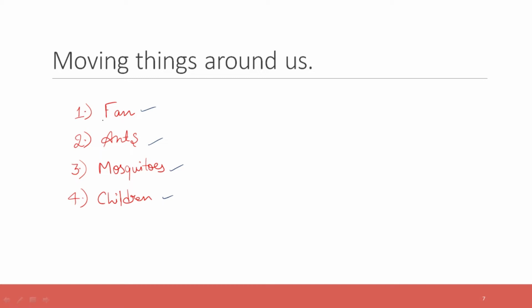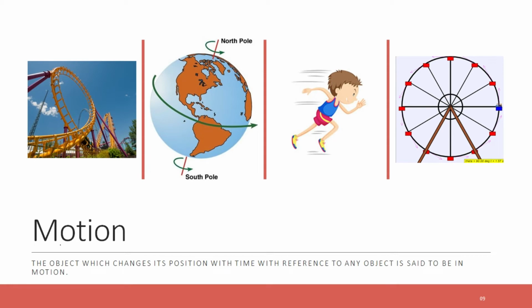The fan. Can you see the way in which the fan is moving? Can you see the way in which the ant is moving? Similarly, can you notice the movement of the mosquitoes and the children? So when you notice this, the thing that comes into your mind is motion, how they are moving. So basically, what is motion? The object which changes its position with time with reference to any object is said to be in motion.